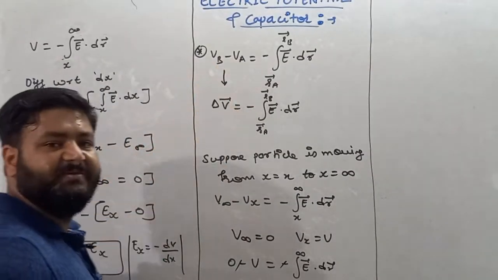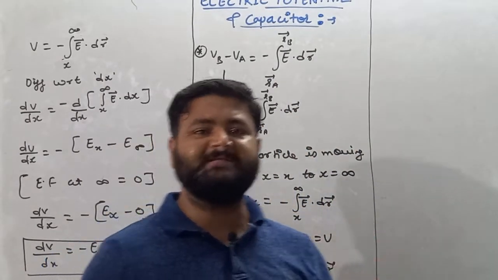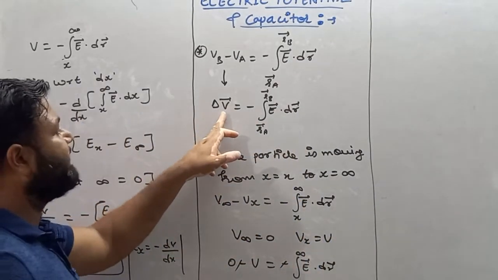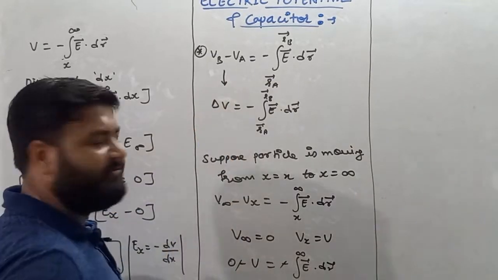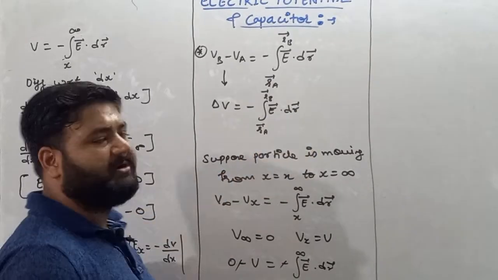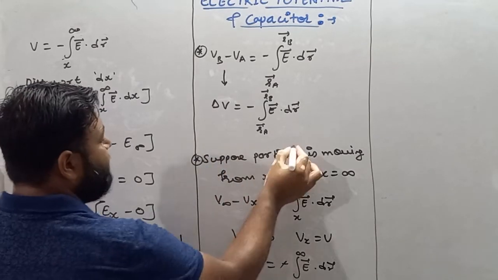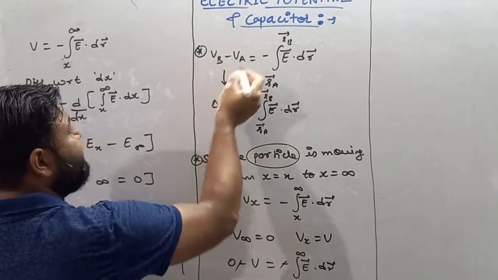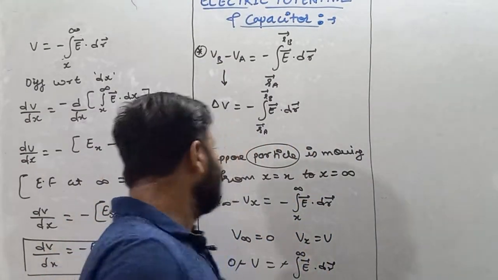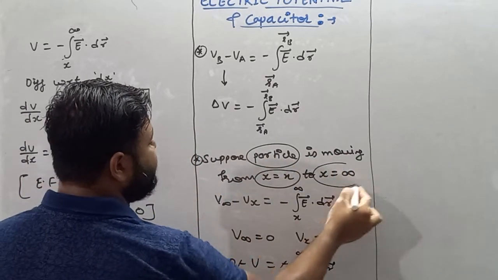So VB minus VA means the change in electric potential, or we can say the potential difference between 2 points. The potential difference between 2 points can also be written as delta V. So delta V is equal to minus the integral from RA to RB of E vector dot dr vector. I am considering a particle, that is a charge, and we are dealing with electric potential. We know that the value of the charge is 1 coulomb. Suppose the particle is moving from x to x equals infinity.